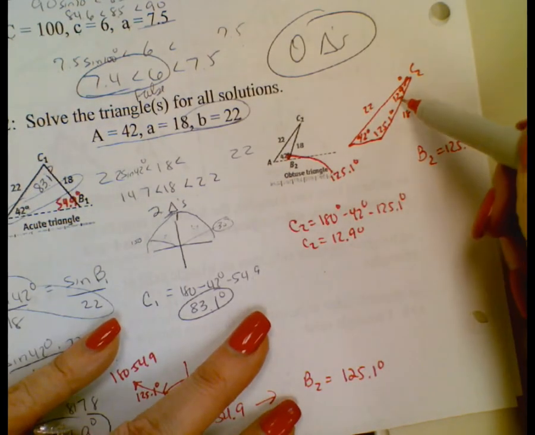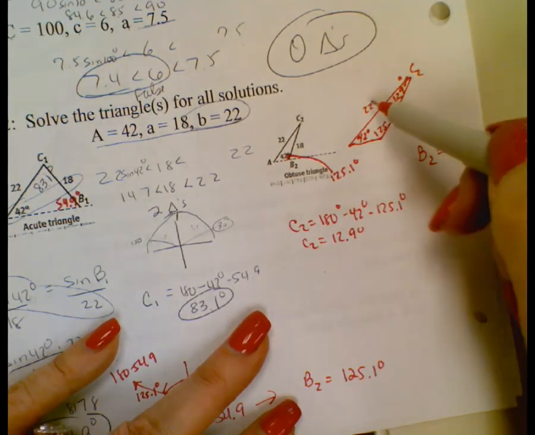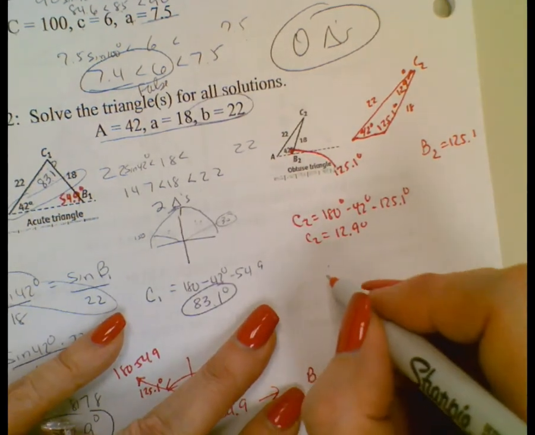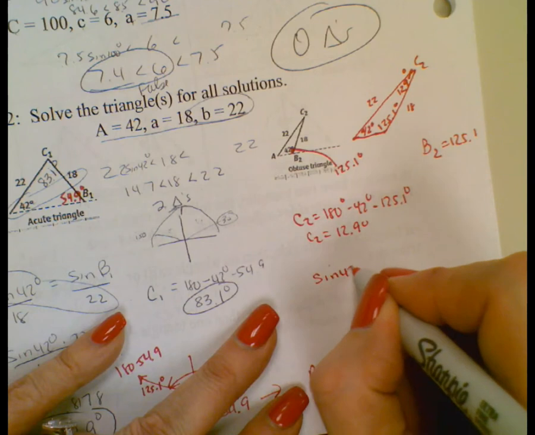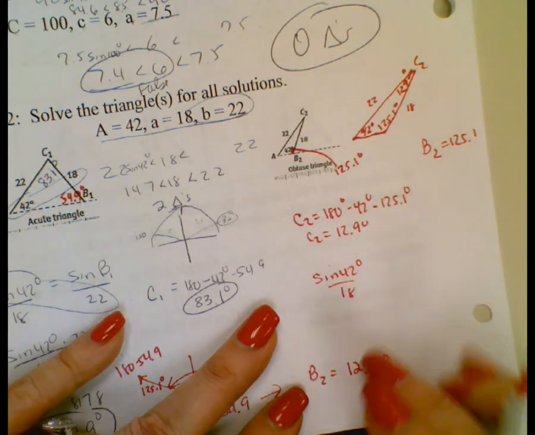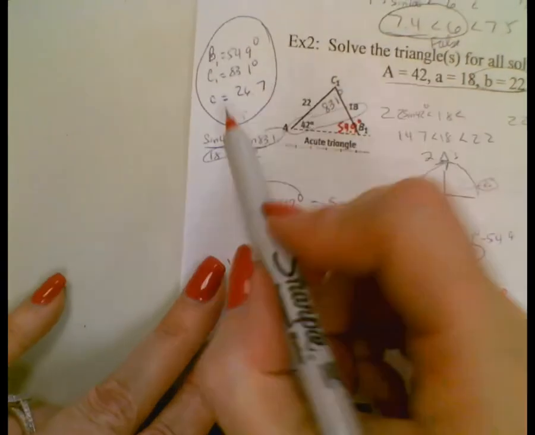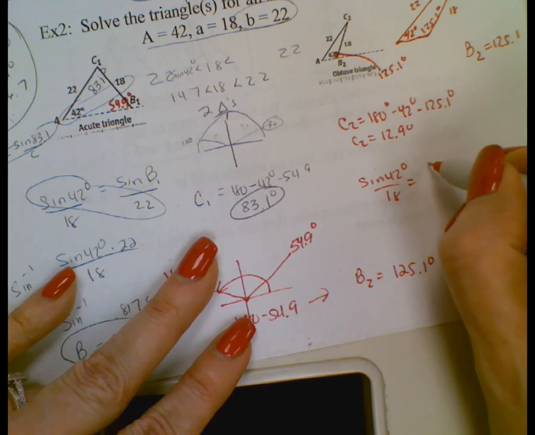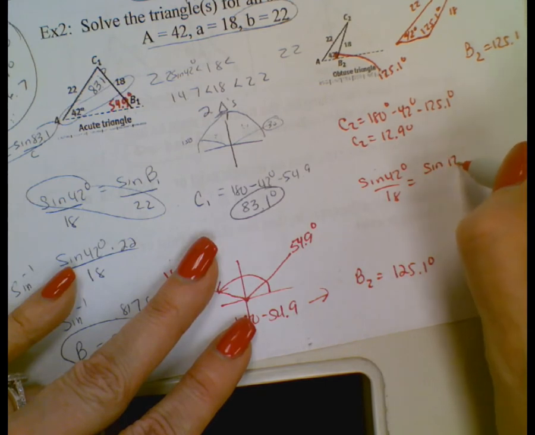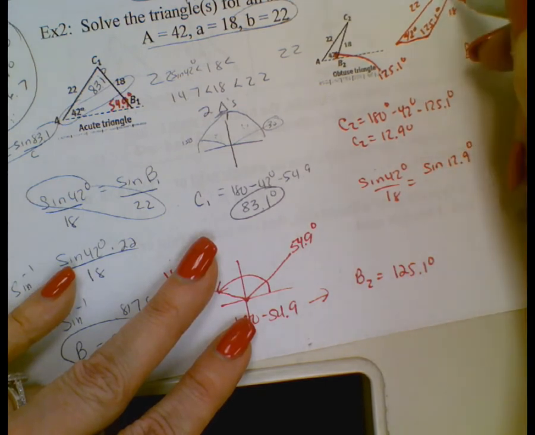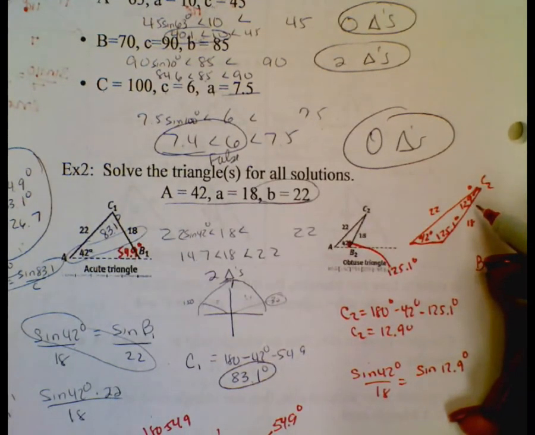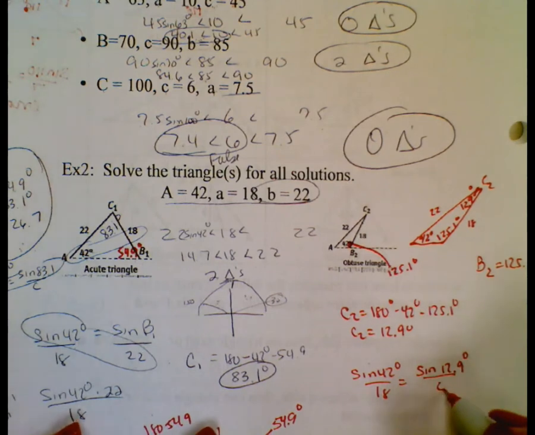See where I put that? 12.9. So all three of my angles are known. We got two sides that were given from the beginning. And now side C on this one. We're going to go sine 42 over 18. Now notice this is the same ratio I used over here. It's no different. But this angle C is different. So C2, sine of the 12.9, that's side C way up here, 12.9, over side C.